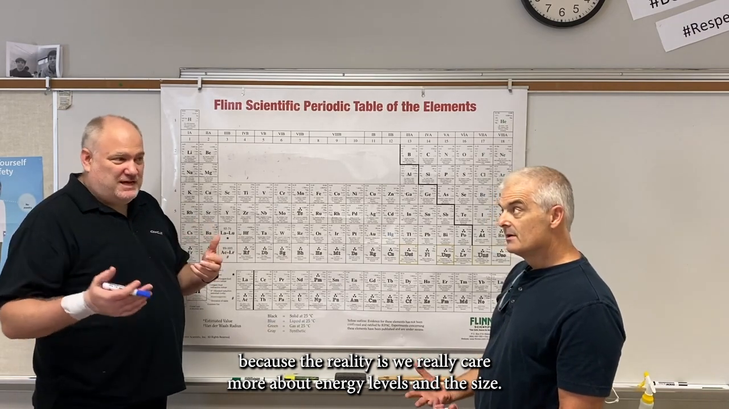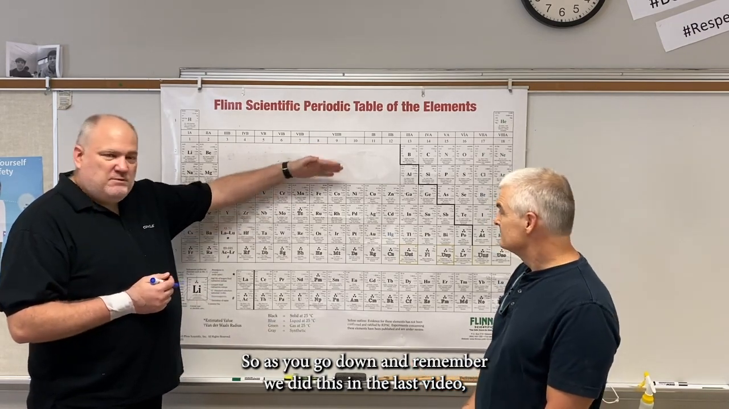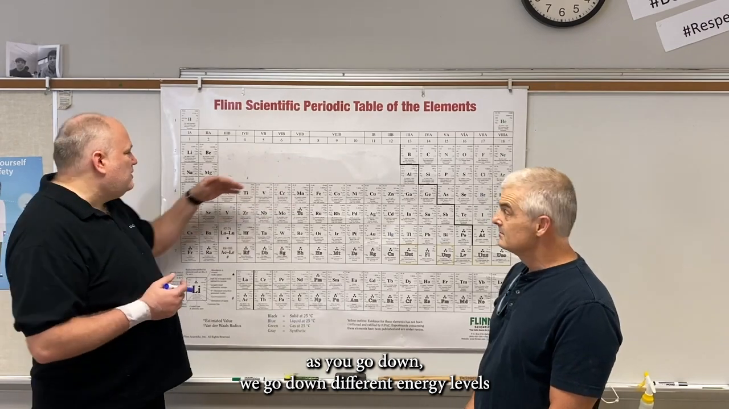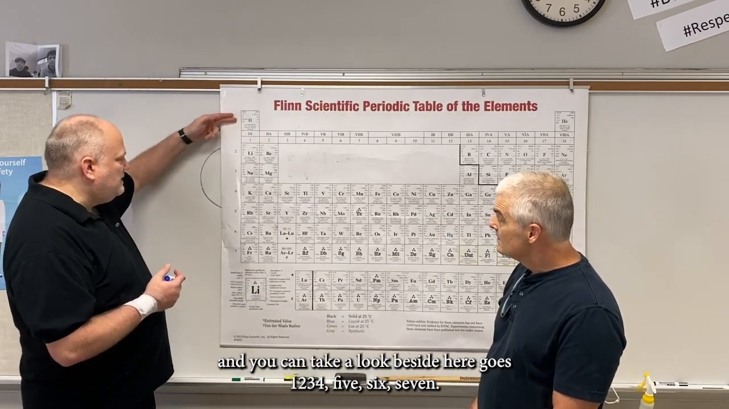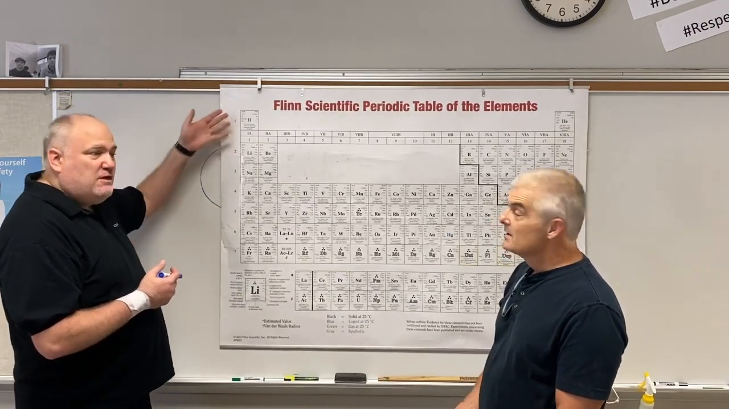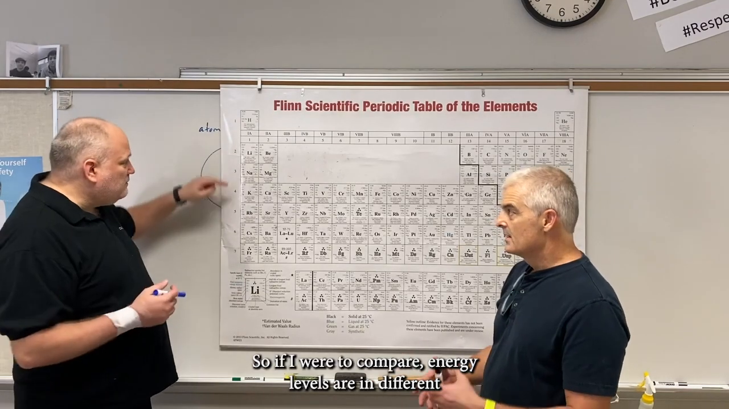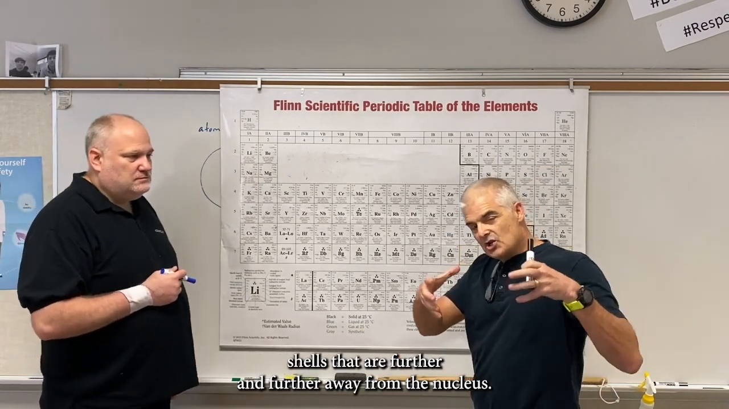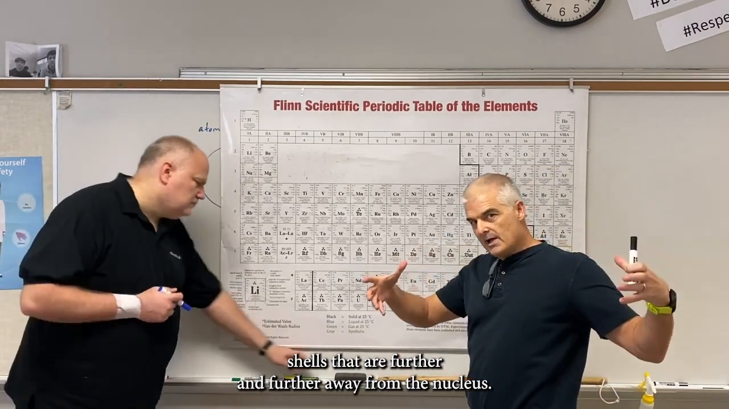Energy levels and the size. So as you go down, remember we did this in the last video, as you go down, we go down different energy levels. If you can take a look on the side here, it goes 1, 2, 3, 4, 5, 6, 7. Those represent energy levels. And the energy levels are in different shells that are further and further away from the nucleus.